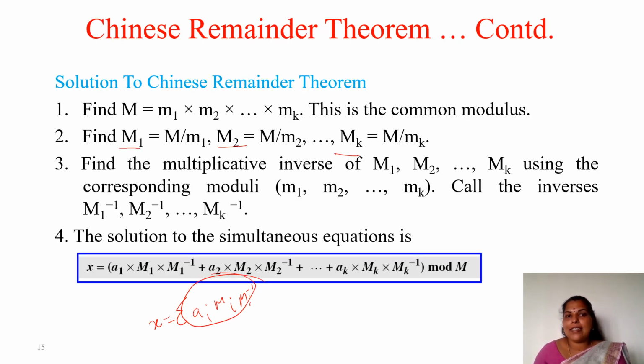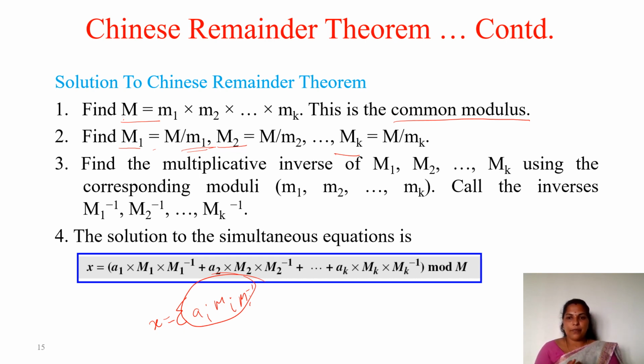So how do we solve this? We have to find M, the product of all the moduli, called the common modulus. After that, we find the individual moduli: M1 equals M divided by m1, M2 equals M divided by m2, up to Mk equals M divided by mk. Then we find the multiplicative inverse of each of these, M1 inverse, M2 inverse, up to Mk inverse, with respect to the small moduli. Then the solution of the simultaneous equations is x equal to the summation of ai Mi Mi inverse mod M.